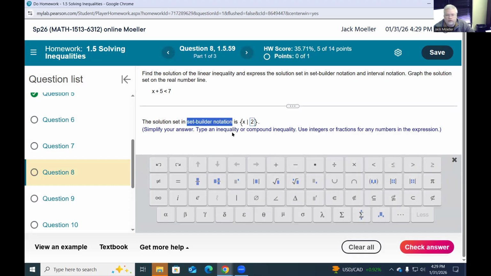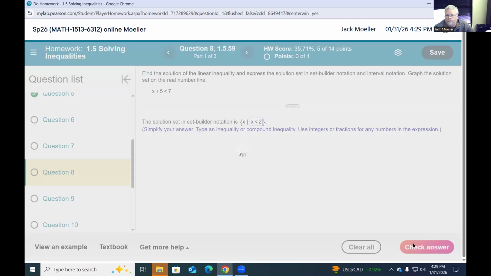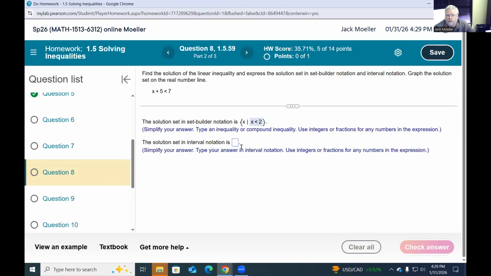You're going to see that in every single problem that says set builder notation. You need the whole thing. X is less than 2. And then interval notation. And then they want to graph it. Again, I kind of wish they would have you graph it second and then do interval notation last. But, we've talked about this.